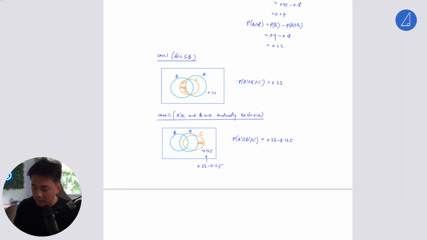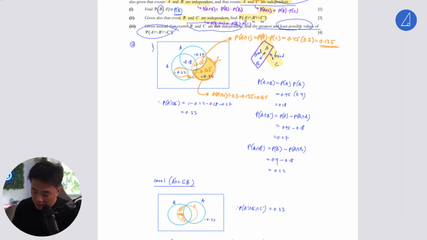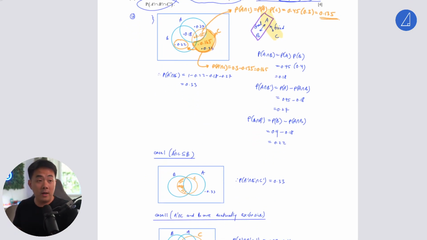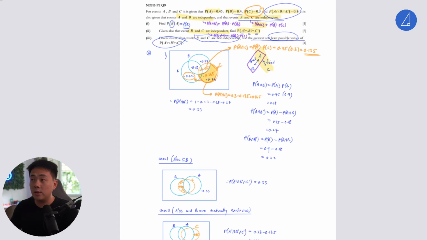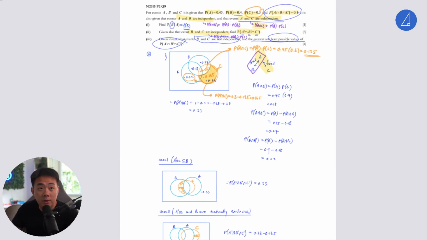Okay, so that's it. So this would be the greatest and least possible value, 0.33 and 0.165. Okay, so that's how I do this question proficiently. If you have any questions at all, please do let us know, and I'll see you in the next question.